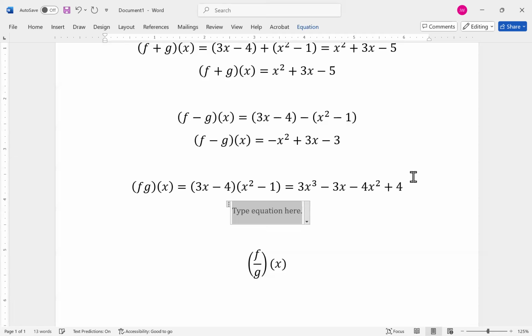So the new function that I get, f times g of x, I'll put it in descending order, would be 3x to the third minus 4x squared minus 3x plus 4.